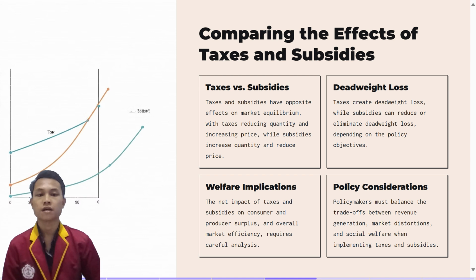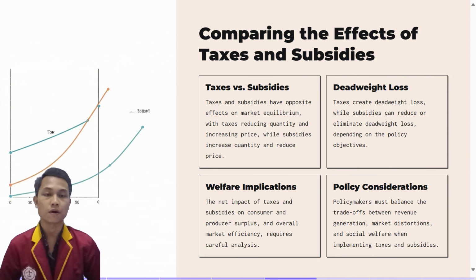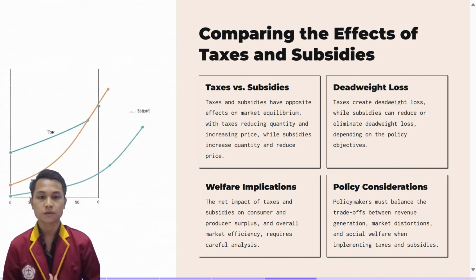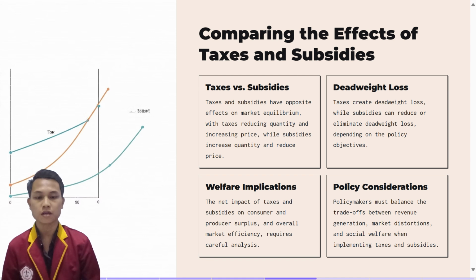Comparing the effect of tax and subsidies. Tax versus subsidies. Tax and subsidies have opposite effects on market equilibrium, with tax reducing quantity and increasing price, while subsidies increase quantity and reduce price.